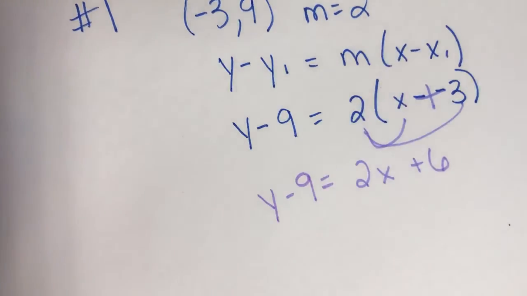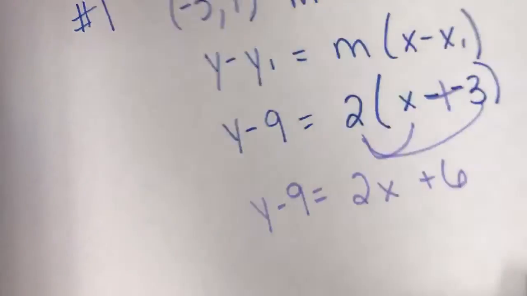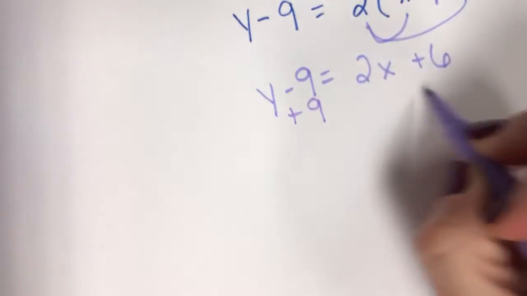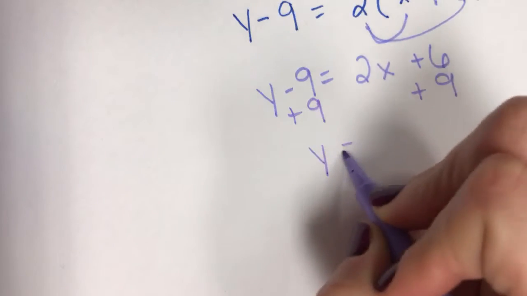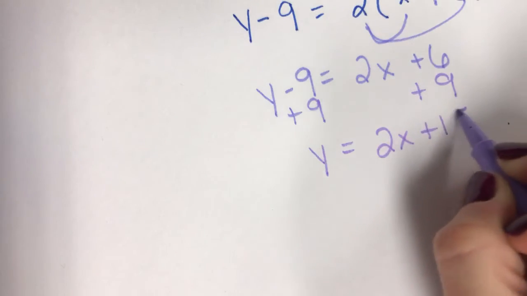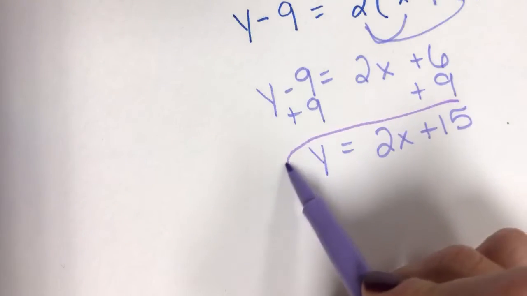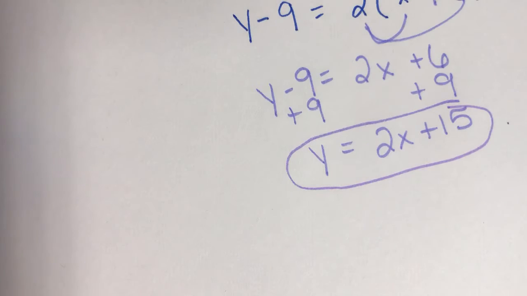So we're now here, and then we will undo subtraction with addition. Sorry, my paper is stuck there. So we're going to add 9 to each side. We'll have y equals 2x plus 15. And so we should have selected the option that has y equals 2x plus 15.